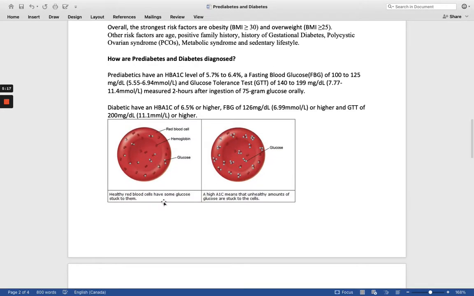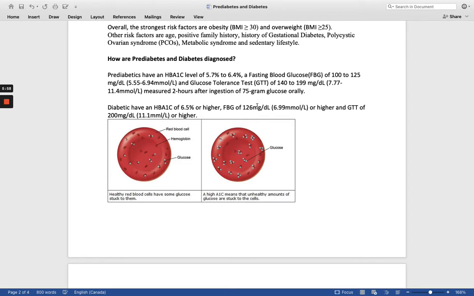Okay, let's talk about values now. So HbA1c below 5.7 is normal for everybody. HbA1c between 5.7 and 6.4 is prediabetes. 6.5 or higher is diabetes. Okay, so 5.7 to 6.4 is prediabetes, and 6.5 or higher is diabetes. Fasting glucose levels 100 to 125 is prediabetes, and 126 or more is diabetes.